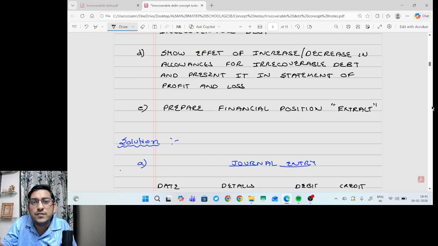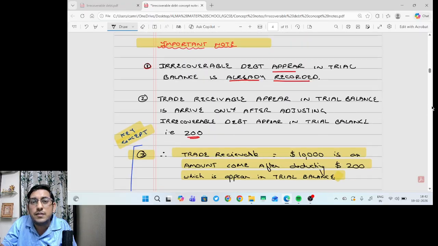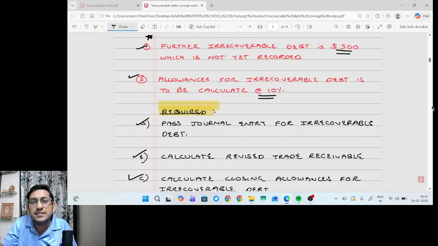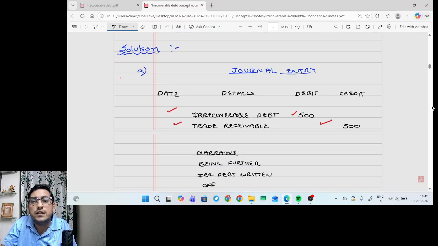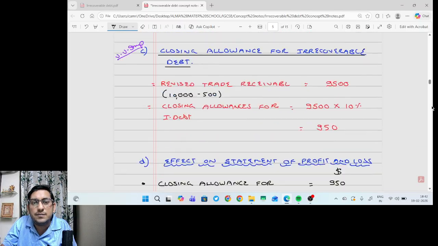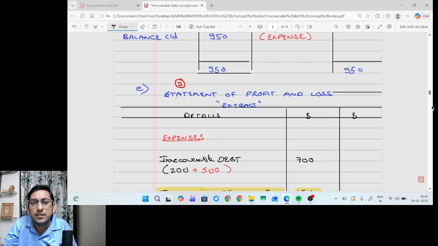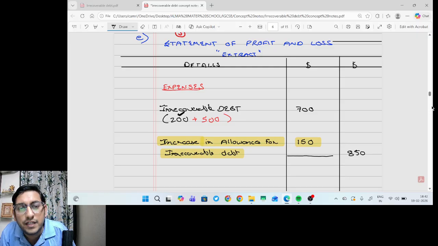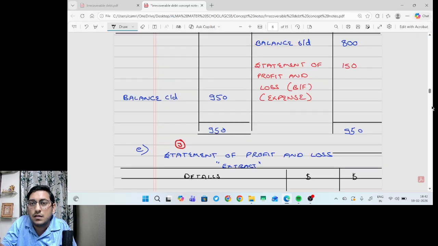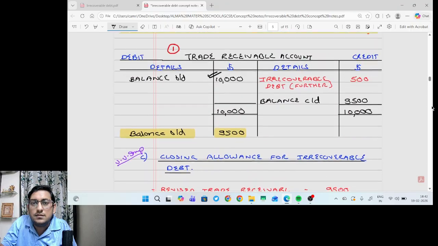What is the balance of irrecoverable debt? Sir, irrecoverable debt is an expense. So expenses also have a debit balance. So it is also having a debit balance of 200. So in irrecoverable debt account, it is 200. Since it is an expense, we have to directly put it into the profit and loss.